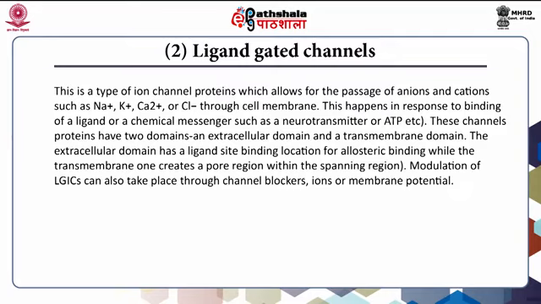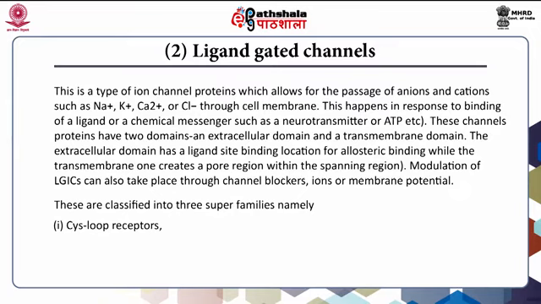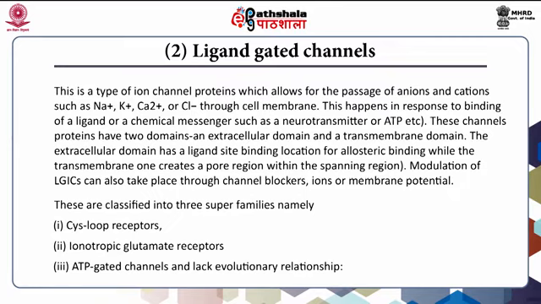These channel proteins have two domains, an extracellular domain and a transmembrane domain. The extracellular domain has a ligand binding site, a location for allosteric binding, while the transmembrane one creates a pore region within the spanning region of the membrane. Modulation of ligand-gated ion channels can also take place through channel blockers, ions or membrane potential. Ligand-gated channels are classified into three superfamilies, namely cysteine loop receptors, ionotropic glutamate receptors and ATP-gated channels.